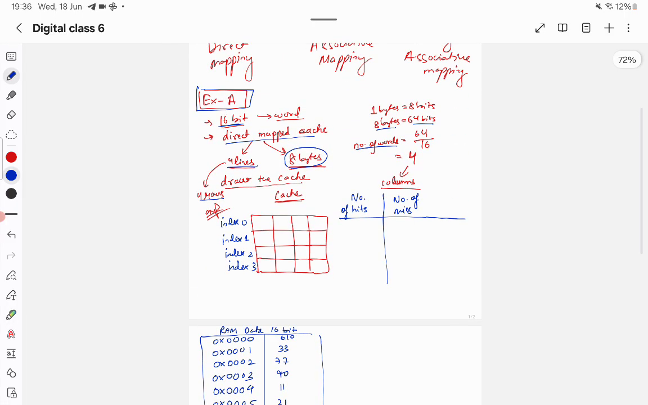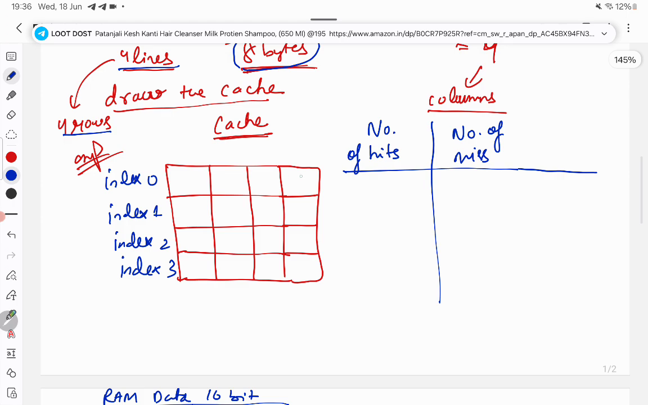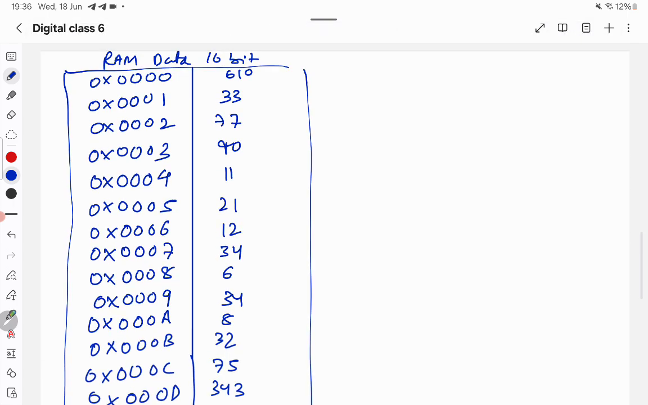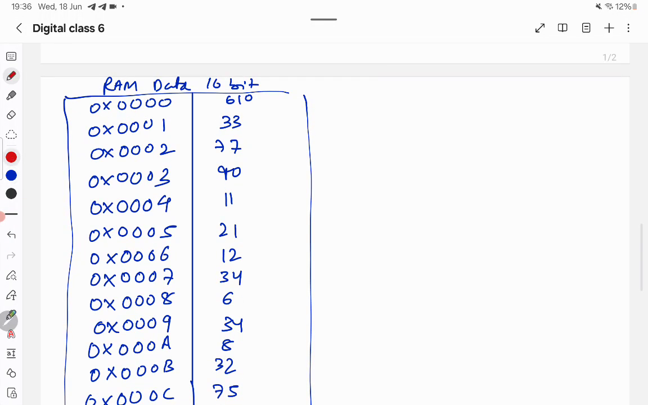Now you look here, no need of looking there. In the cache memory, how many rows do we have, how many columns do we have? 4 columns. So you will divide it into 4 sections: 1, 2, 3, 4.